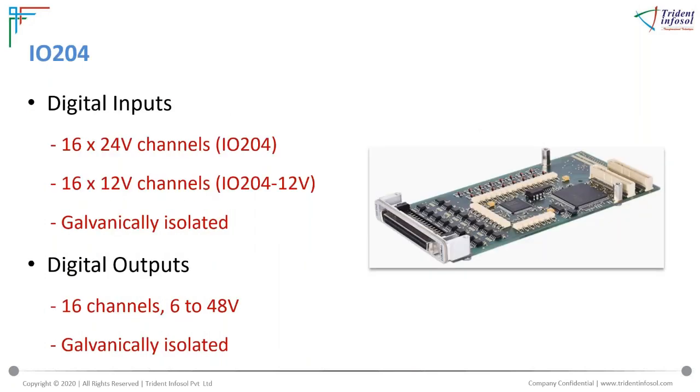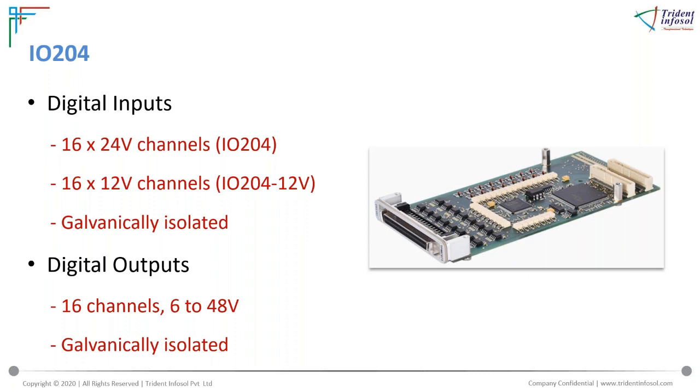I also want to share details of one of the digital IO modules. As I told you, there are different IO cards available for different channels and different voltages. Here is one particular IO card, IO204. It supports two types of voltage levels. In case of digital input, we have the option of either 24 volt or 12 volt. For both voltage levels, the number of input signals you can send is 16 channels, and each of the channels is galvanically isolated.